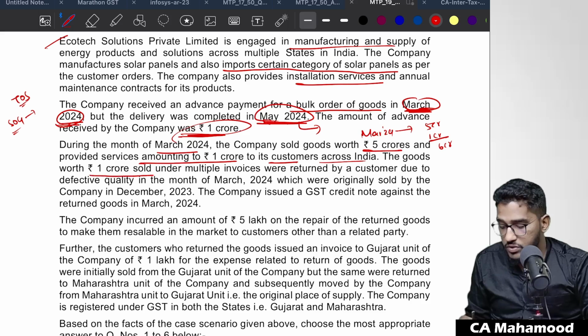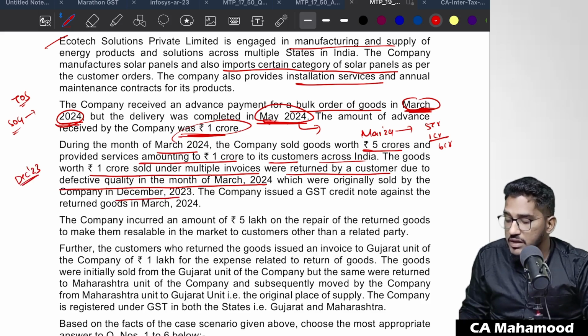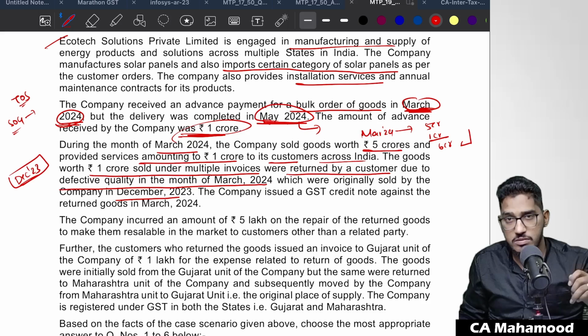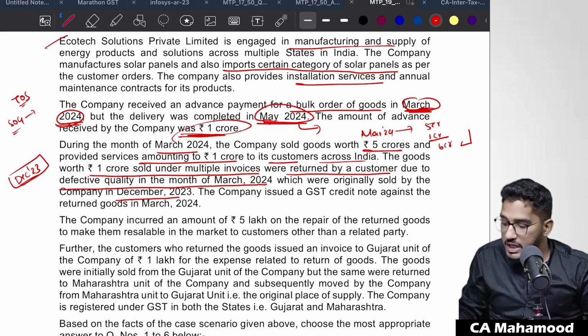The goods worth 1 crore sold under multiple invoices were returned by the customer due to defective quality in the month of March 2024, which were originally sold by the company in December 2023. That means the company sold some goods in the month of December 2023, but those goods were returned by the customers in the month of March because of the defective quality.